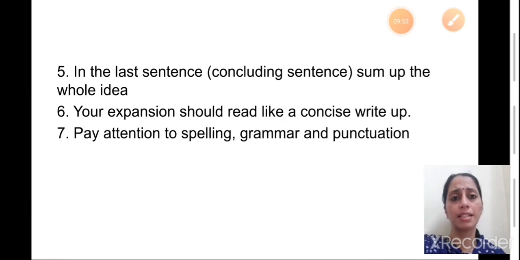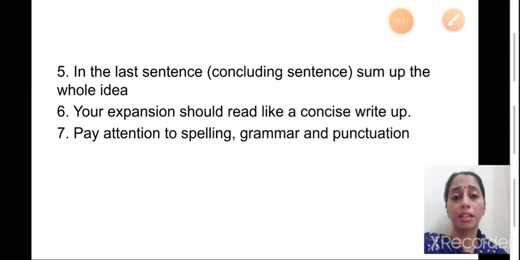Okay, next is the last sentence. You will conclude the whole idea of the proverb. Your proverb expansion should look like a concise write-up. Okay, having brief, having all the details, but in a very short and sweet way.